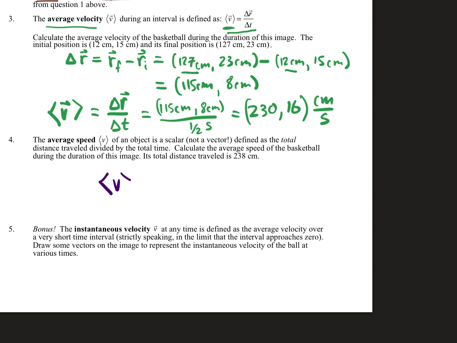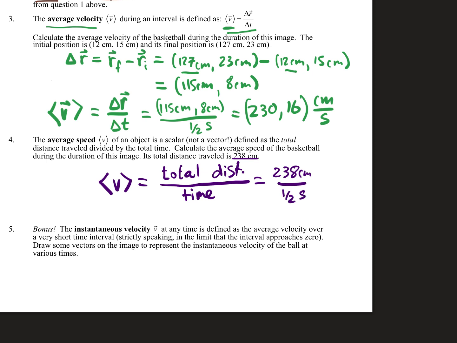So average speed is equal to the total distance over the time. And we're told that the total distance traveled right here is 238. So this is 238 centimeters over half a second. And that is equal to 476 centimeters per second. So the average speed is different than our average velocity because it is a scalar. It's a different number. Means something a little different.